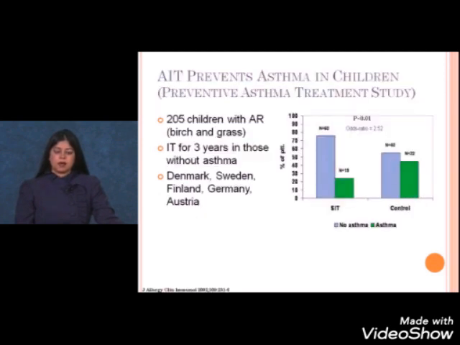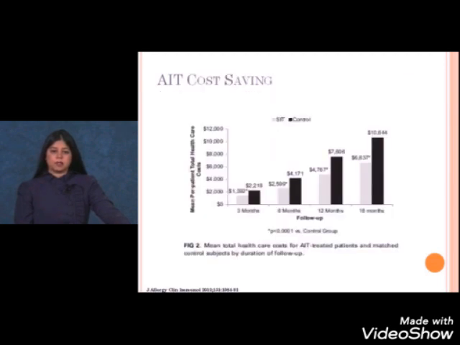This was a study called the Preventive Allergy Treatment Study, a seminal study looking at the prevention of asthma in children who were on allergen immunotherapy. They looked at 205 children with allergic rhinitis symptoms to birch and grass. They received immunotherapy for 3 years in those without asthma. It occurred in Denmark, Sweden, Finland, Germany, and Austria. And as you can see, in the subcutaneous immunotherapy group, there was a far larger number of patients who did not develop asthma while on treatment versus the controls. This was a p-value of less than 0.01. So suggesting that immunotherapy can prevent asthma in children. But again, a controversial point.